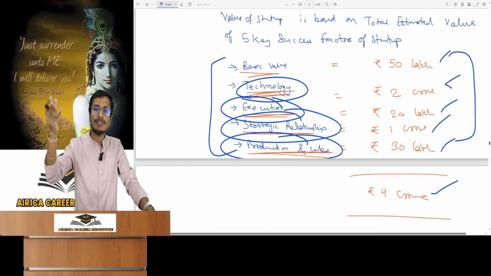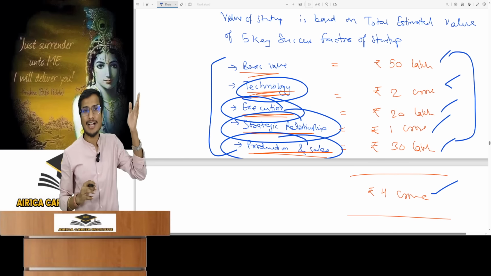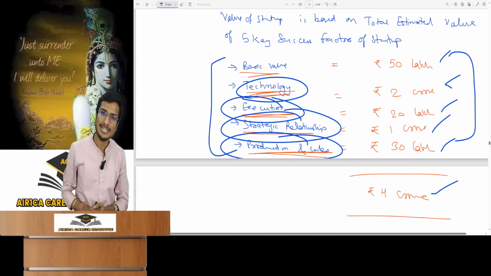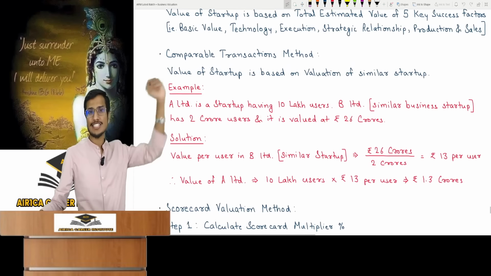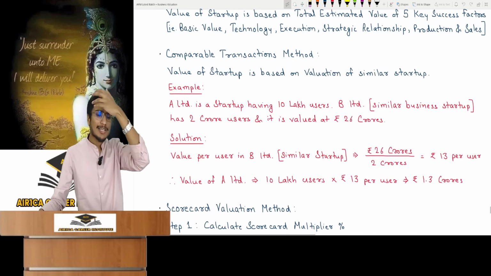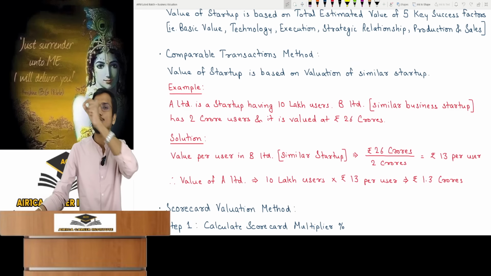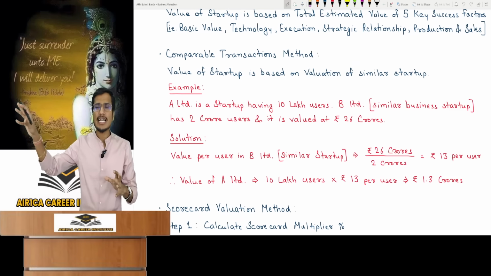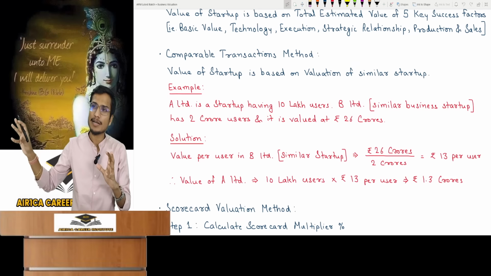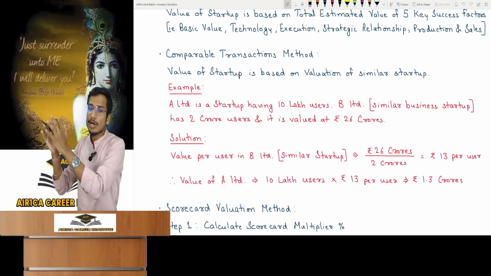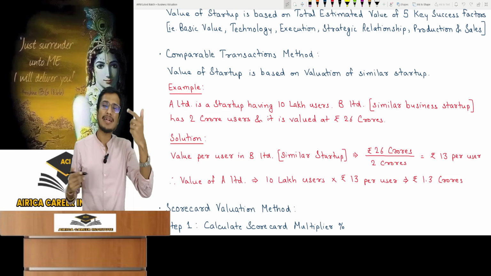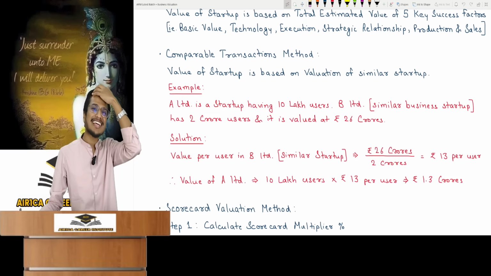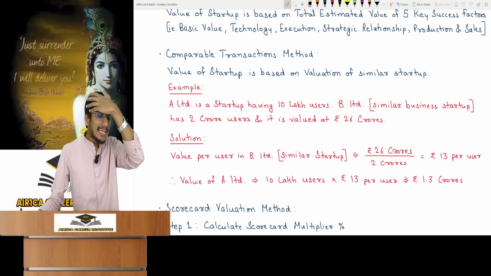In the exam, you'll be given the values for these factors and you just need to total them to find the startup's value. Complete. Look at the next method, comparable transactions. You'll understand that a startup's value is based on similar startup valuation. Therefore, you need to find a similar startup in your business. Whatever its value was, if it was already valued, use that as a base to find your value. Comparable transaction method, a relative valuation model. Relative valuation. Here's an example.